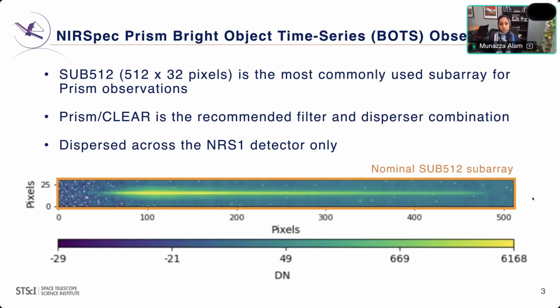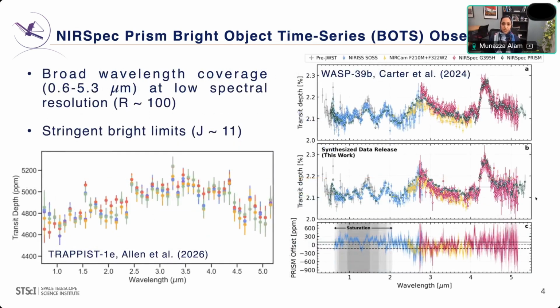BOTS observations using Prism are most commonly taken for transiting exoplanets. Of course, that's not the only science case that can be used, but it is the most common. With Prism, we have a broad wavelength coverage between 0.6 to 5.3 microns at low spectral resolution, or about 100. And Prism observations have been taken for small transiting exoplanets, for example, TRAPPIST-1e is shown on the bottom left, and also for larger exoplanets like WASP-39b shown on the right here.